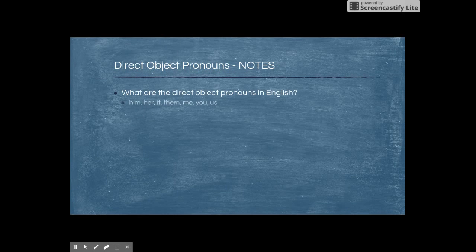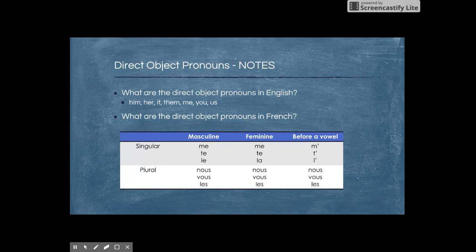So in English, what are our direct object pronouns? So we have him, her, it, them, me, you, us. Right? Those are our direct object pronouns in English. And en français, nous avons le singulier et pluriel, masculin, féminin. So singular, we have me, te, and le. So we have me, you, and him. And feminine, me, te, and la. So me, you, if me is a girl and you is a girl. And la, her. And then before a vowel, those will all change to M apostrophe, T apostrophe, L apostrophe.